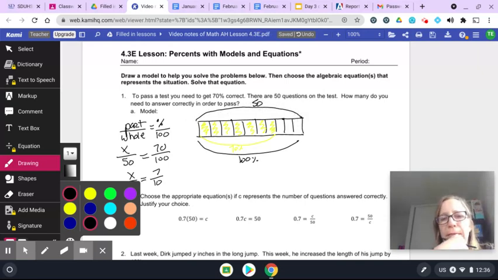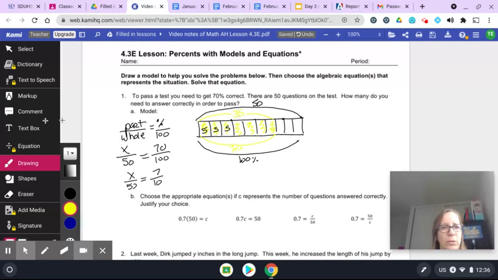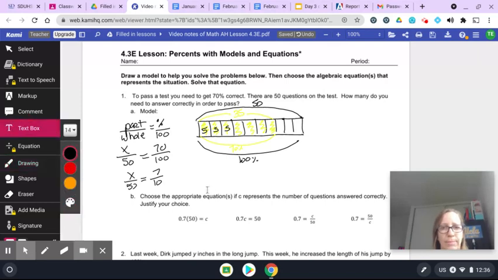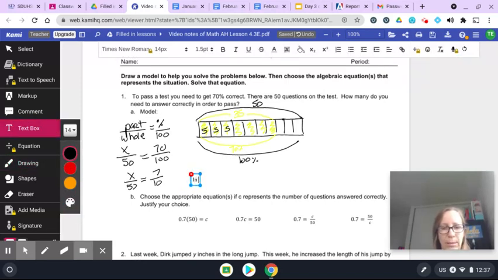So we went, all right, 50 divided by 10 is 5. So we know in each little chunk there is 5, 5, 5, 5. If we have 7 5s, then this is 35. So then we figured out, hey, you have to answer 35 questions to pass. So we wrote it as a sentence: in order to pass, you must answer 35 questions correctly.